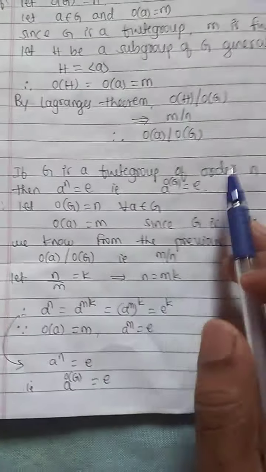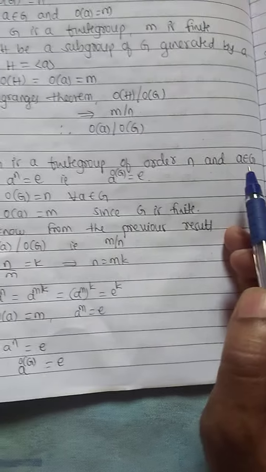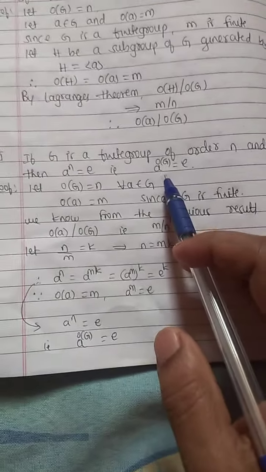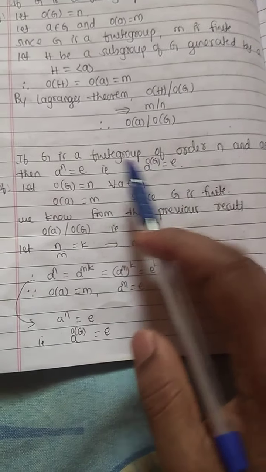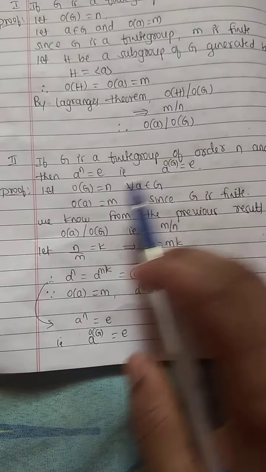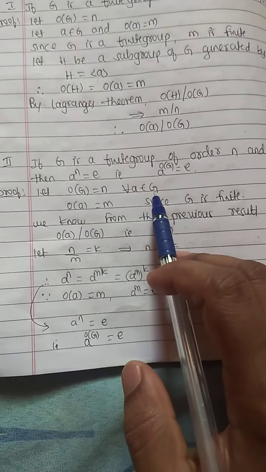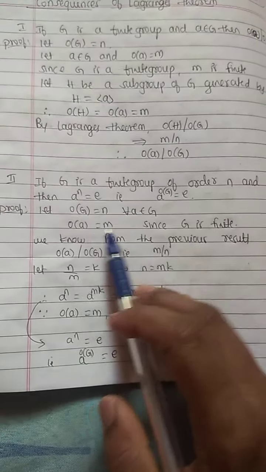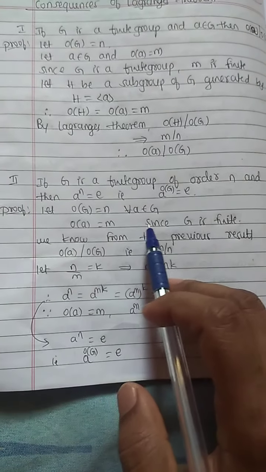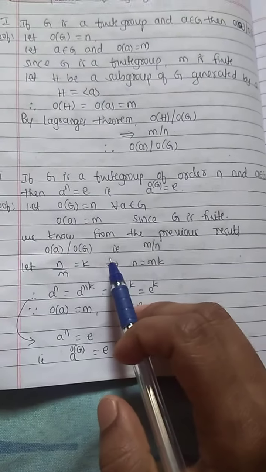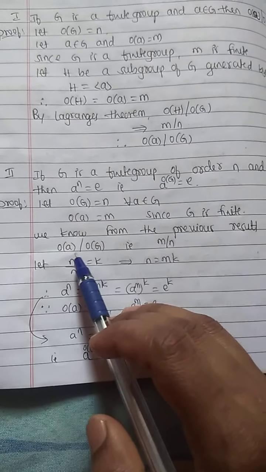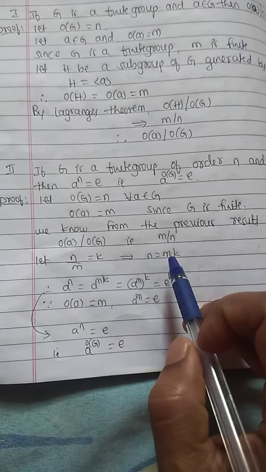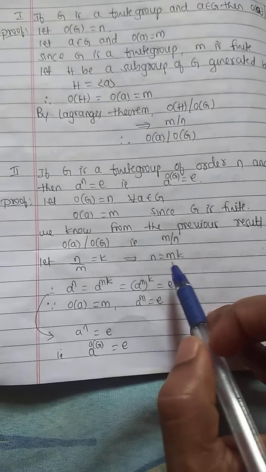Second one: if G is a finite group of order n and a belongs to G, then a power n equals e. That is, a power order of G equals e. G is a finite group of order n. It is given that order of G is n. Let a belong to G. Order of a equals m since G is a finite group. We know from the previous result that order of element a divides order of G, that is, m divides n. M divides n is nothing but n equals m into k.